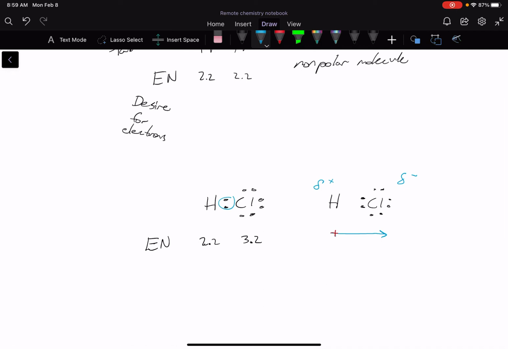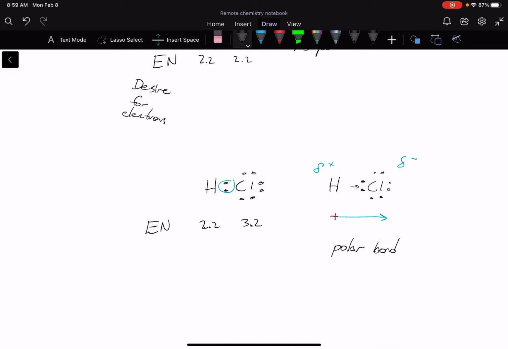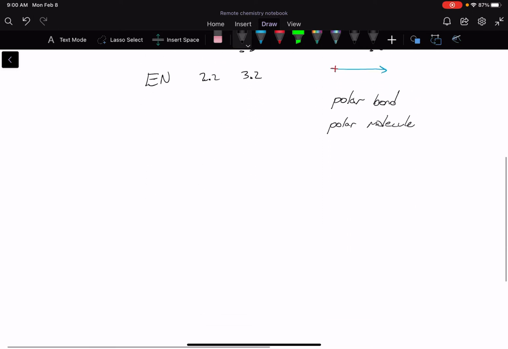Okay, and so in this molecule, this is not a symmetrical bond because these electrons are being pulled towards one end. And so this is a polar bond. And because of the distribution of electrons within this molecule, they're not all equally surrounding the atoms. We say this is a polar molecule. So it's an asymmetrical bond and an asymmetrical molecule. Okay, let's look at another example. So we'll look at water.